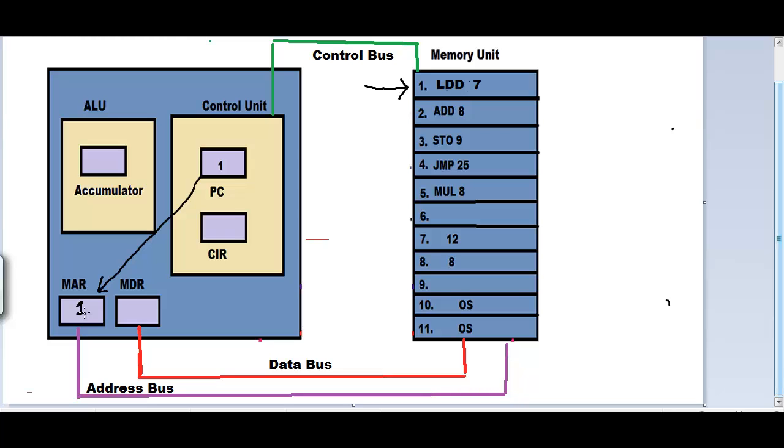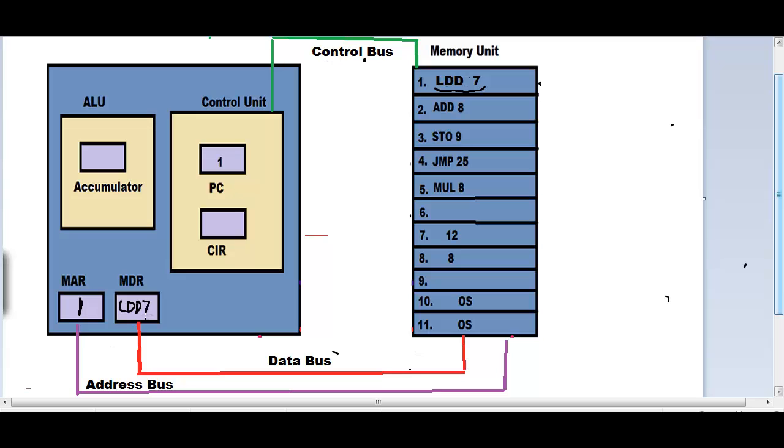Because the MAR is connected to the address bus, instantly that value 1 is updated on the address bus. So the address bus is pointing to this location right now because the address bus contains the value 1. Now when the control unit sends a read signal through the control bus to the memory unit, then this instruction will be read from the main memory, and at this point this instruction is going to flow through the data bus. LDD 7 will flow through the data bus and it will come into the MDR. So LDD 7 will be copied into the MDR.